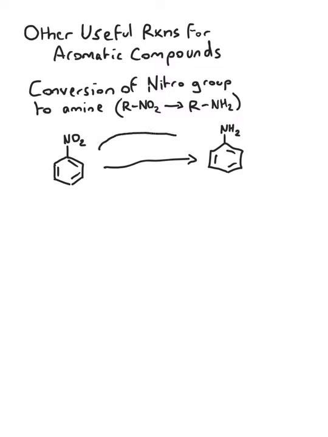Well, first step, we could use hydrogen gas with platinum. Alternatively, we could use iron and hydrochloric acid, or we could use tin chloride with HCl. All three of those methods will convert a nitro group into an amine, specifically on an aromatic ring.